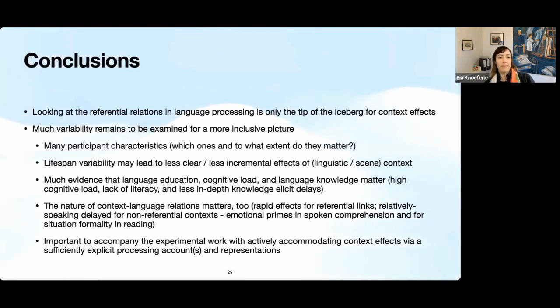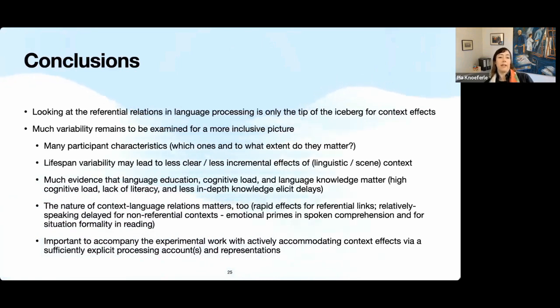All right, to wrap up, what we've done here is looked at a brief sort of dive back into history, referential relations in language processing, and how you could model these. Really only the tip of the iceberg for context effects. Much variability likely remains to be examined to get a more inclusive picture. Many participant characteristics, which ones do matter and to what extent do they matter. We've seen some evidence that there's lifespan variability, sort of limiting the effects of rapid context in all cases.